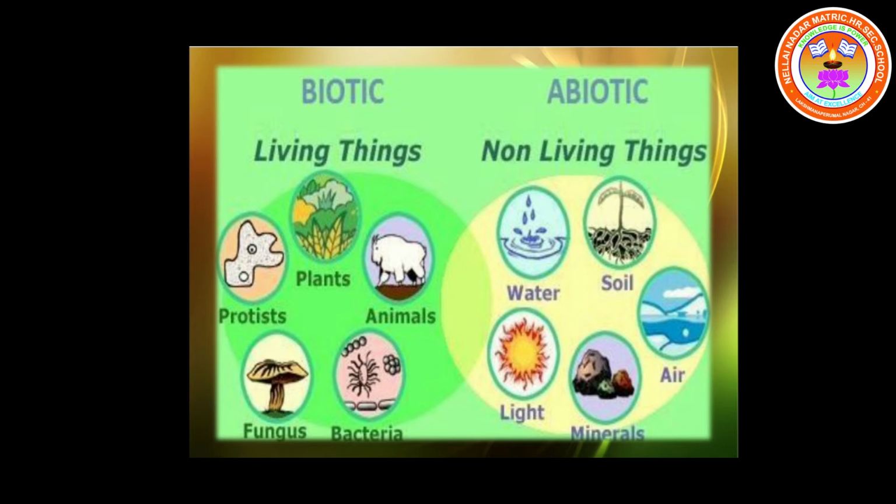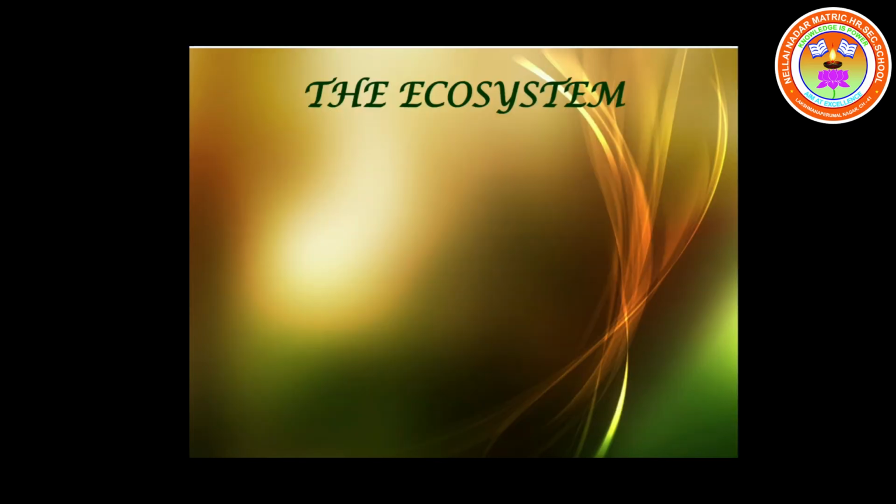What are these biotic factors? Biotic factors are living things of our environment such as plants, animals, bacteria, fungi, protists and more. What are the abiotic factors? Abiotic factors are non-living parts such as soil, air, minerals, sunlight, water, etc. Organisms live constantly. They interact with one another and adapt themselves to the conditions of their environment.